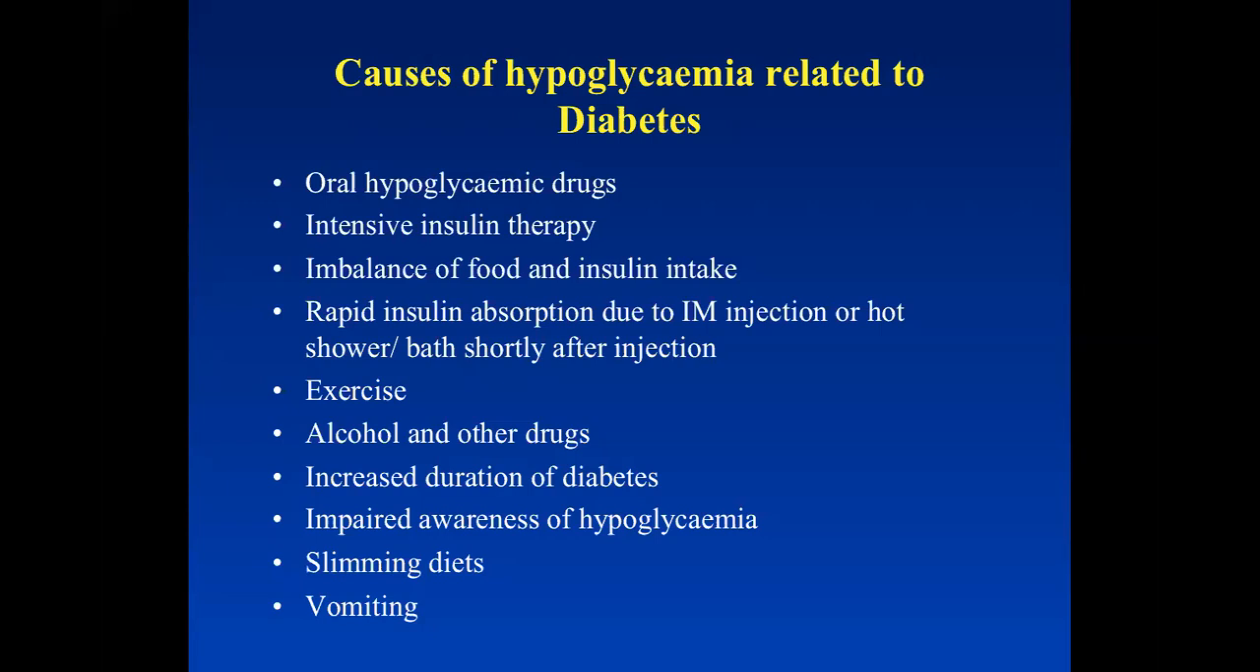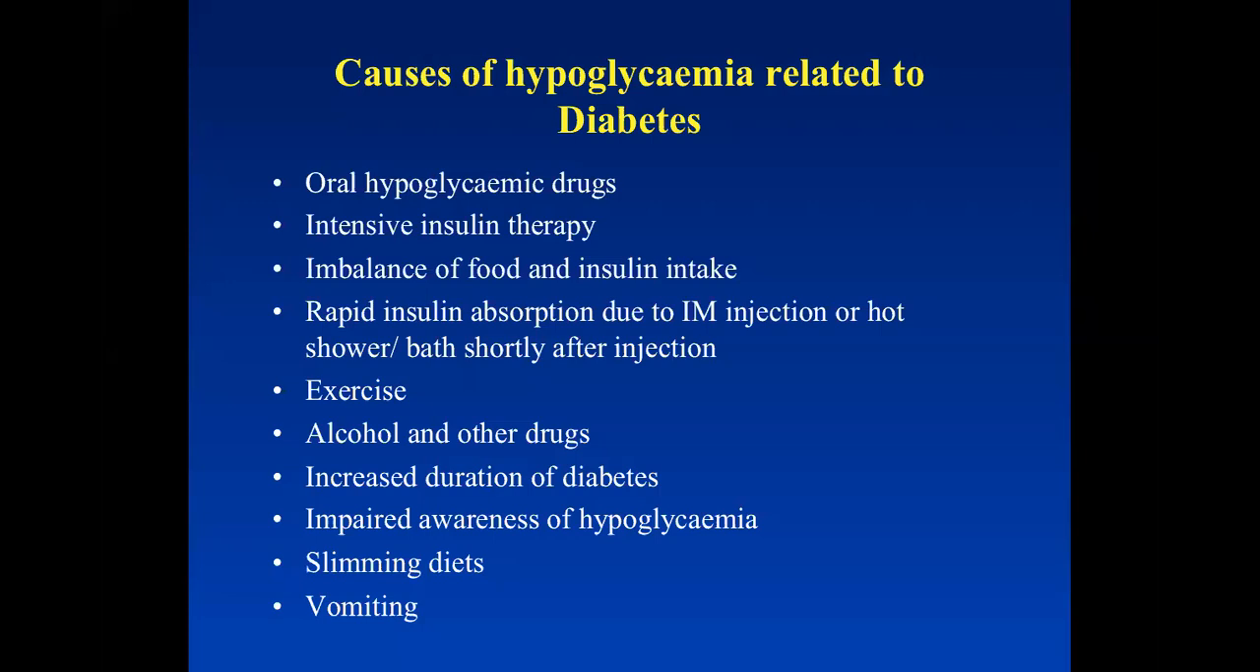Insulin is usually given as a subcutaneous injection. If by mistake or negligence it was given as an IM injection, it is absorbed rapidly and they can go into hypoglycemia. And even having a hot shower or warm bath shortly after an insulin injection is thought to cause increased insulin absorption, which can lead to low glucose levels.